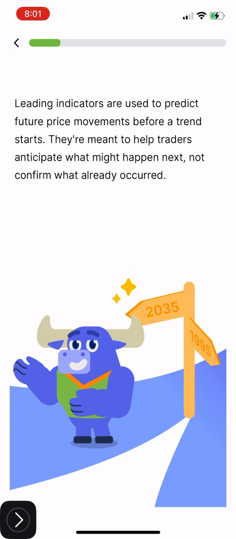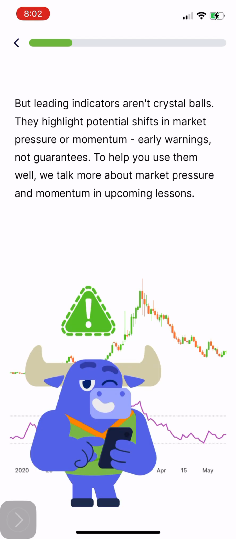Leading indicators are used to predict future price movements before a trend starts. They are meant to help traders anticipate what might happen next, not confirm what already occurred. But leading indicators aren't crystal balls. They highlight potential shifts in market pressure or momentum, early warnings, not guarantees. To help you use them well, we talk more about market pressure and momentum in upcoming lessons.